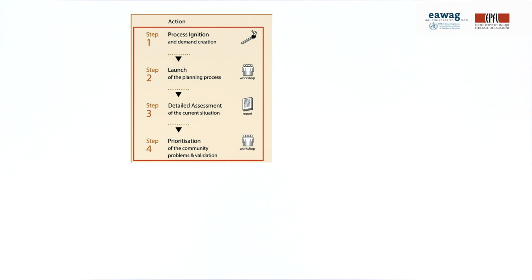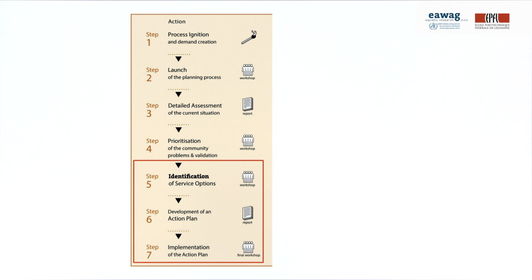Step 2 is the official launch of the planning process, usually in a bigger workshop. Step 3 entails the detailed assessment of the current situation, usually put together in a report. Step 4, the prioritization of the community problems and validation. This can be done in either focus group discussions or in a series of workshops.